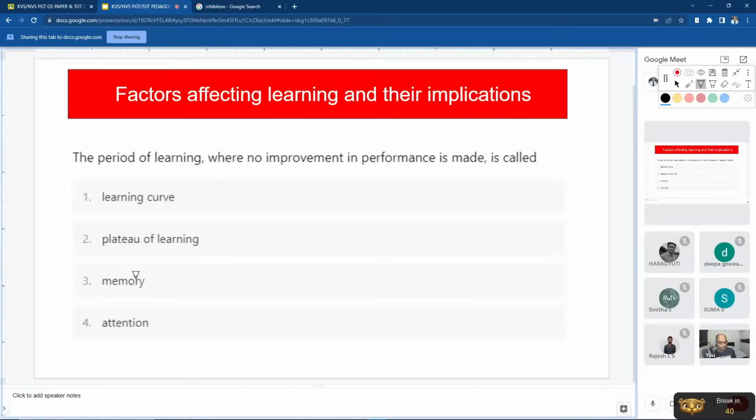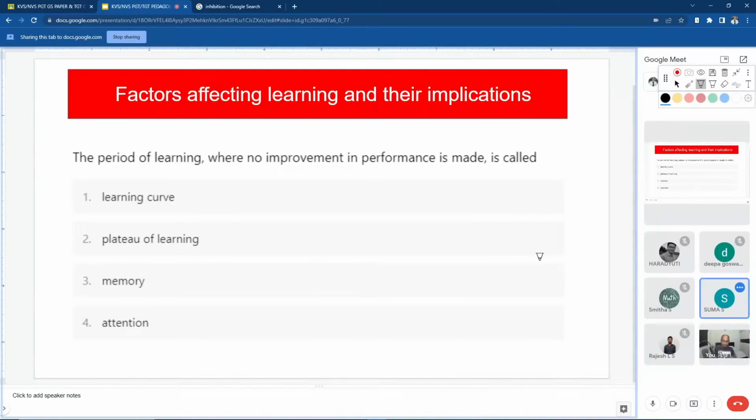Right. Next question, Suma ma'am. The period of learning where no improvement in performance is made is called: option 1, learning curve; option 2, plateau of learning; option 3, memory; option 4, attention. You taught for 1 week, but students have not improved anywhere, no improvement in students after teaching 1 whole week. So what do you call that one? Whether it is learning curve, plateau of learning, memory, or attention.